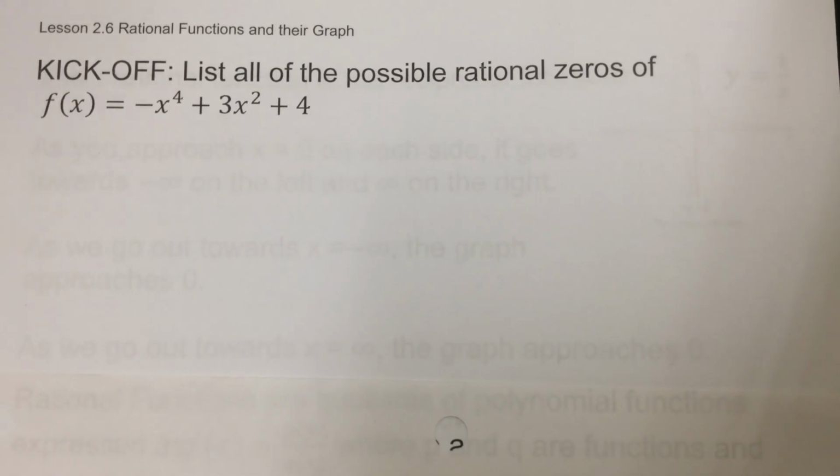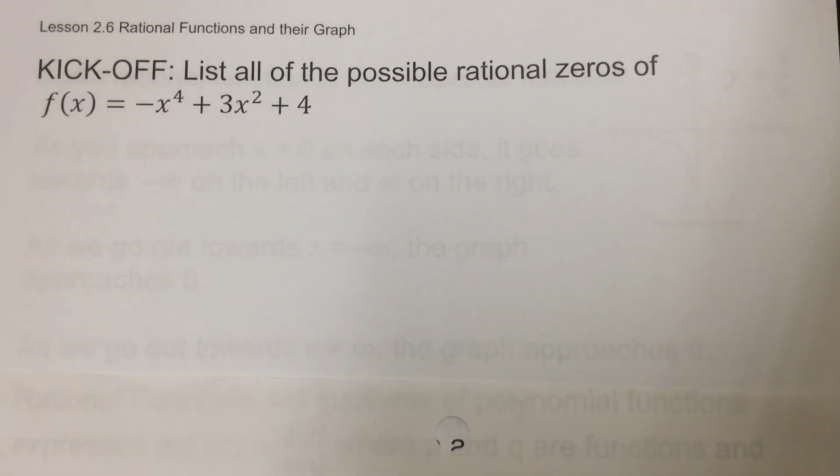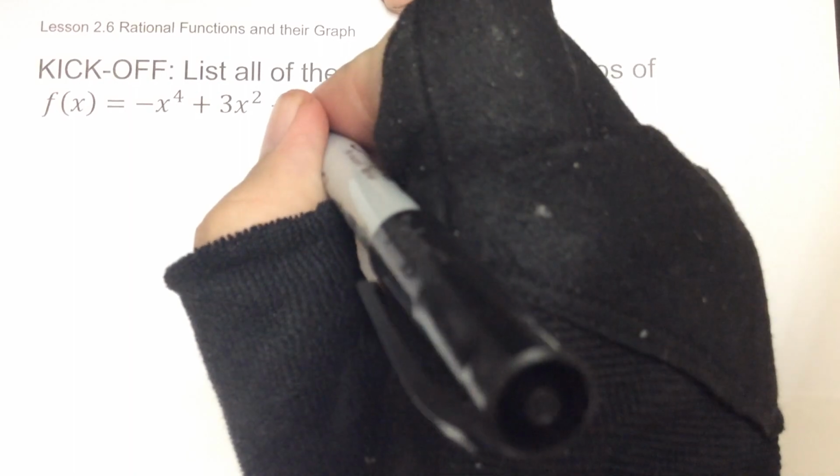All right. So, lesson 2.6 is going to be about rational functions and their graphs, and we'll get into what those are in just a little bit. But before we do that, the kickoff here, we're going to list all the possible rational zeros of this function right here. So, we're looking first at the constant term here. So, I'm going to put a C.